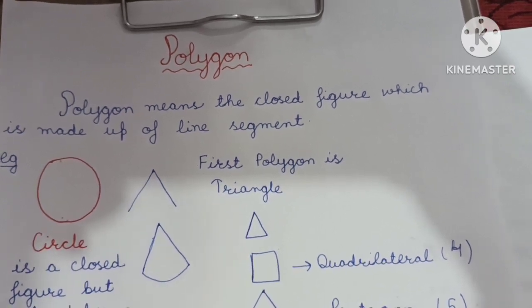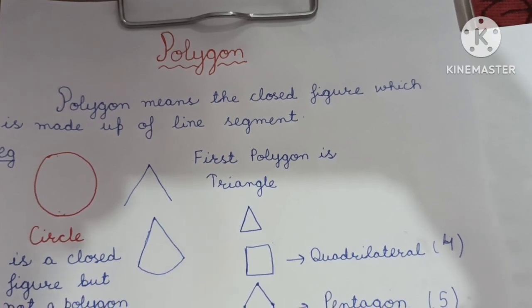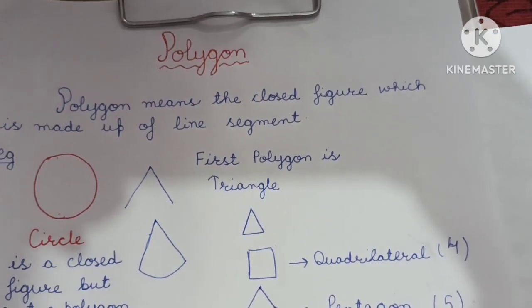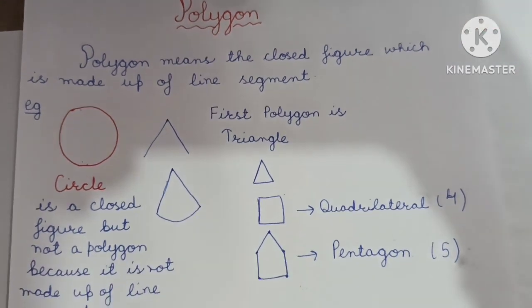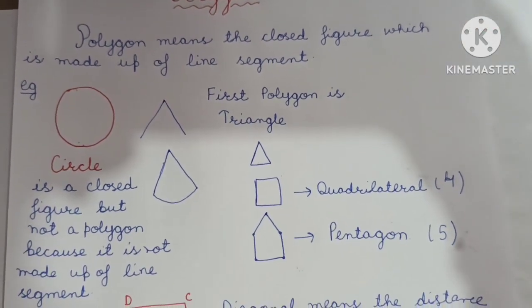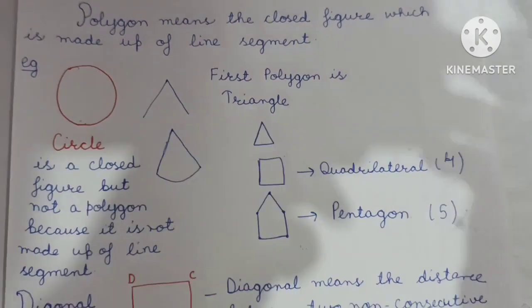For example, if I take one simple circle, the circle is a closed figure, but this is not a polygon. Why? Because it is not made up of line segments. That's why we can say that a circle is not a polygon.